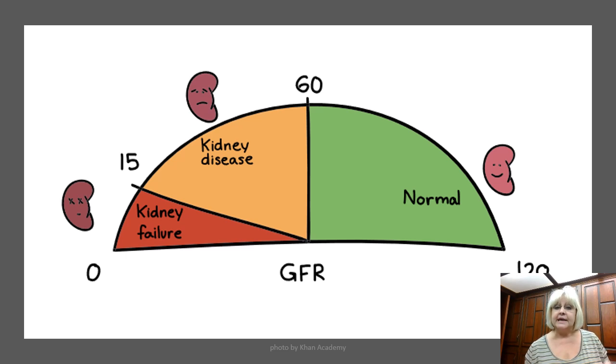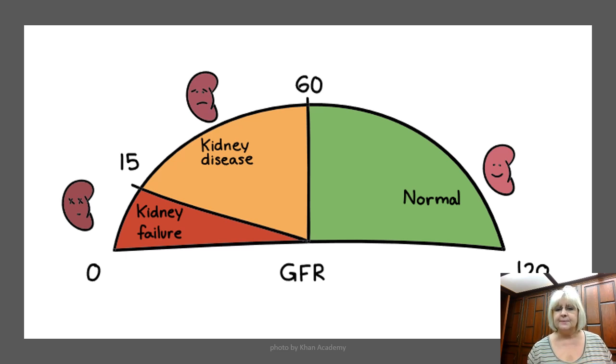So the atrial natriuretic peptide is a hormone that can increase the glomerular filtration rate. This is produced in the heart and it's secreted when the plasma volume increases. And this results in increased urine production.